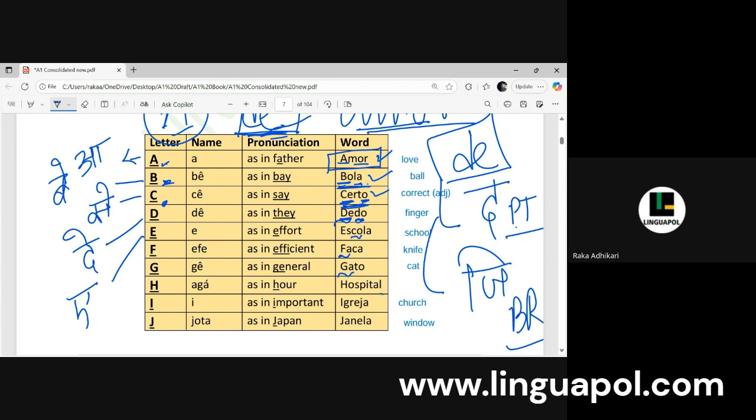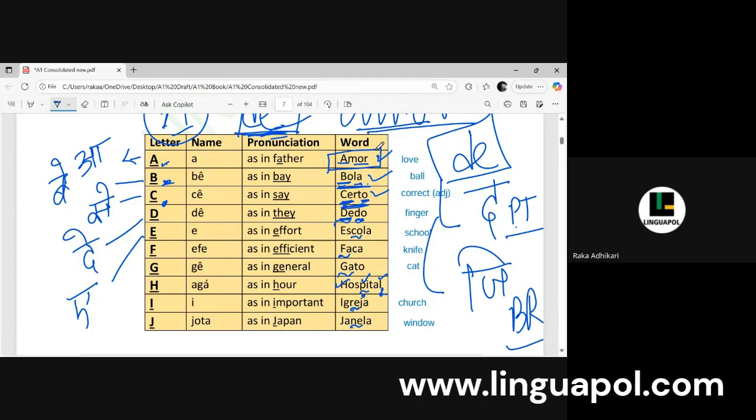Hospital. We can break it into three syllables: Osh, pi, tal. So definitely not the second, not the last syllable. We'll never put stress on the last one. We'll put it on the second last. So hospital. Igreja. Janela. Like this, you should practice all the words that you have learned till now.